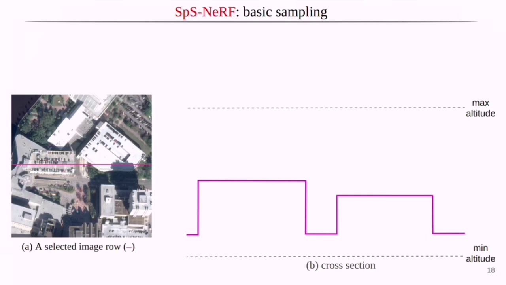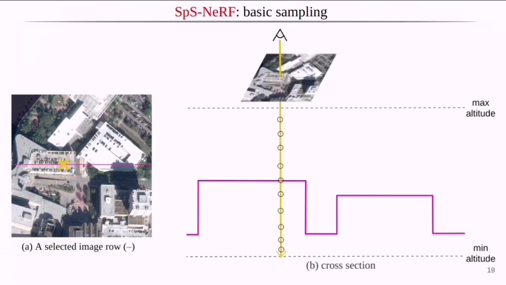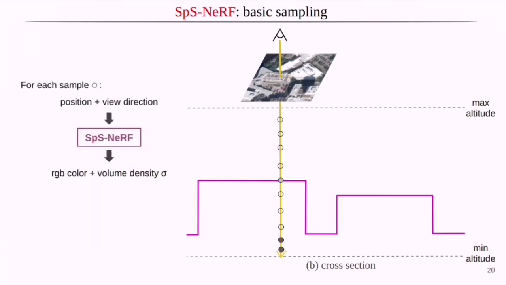For each point on the row, for example, this yellow cross in the left image, we trace a ray from the camera into the scene, and we define several samples on the ray between the maximum and the minimum altitude of the scene. For each sample on the ray, we input its position and view direction to SPS-NeRF to predict the RGB value and the volume density sigma.